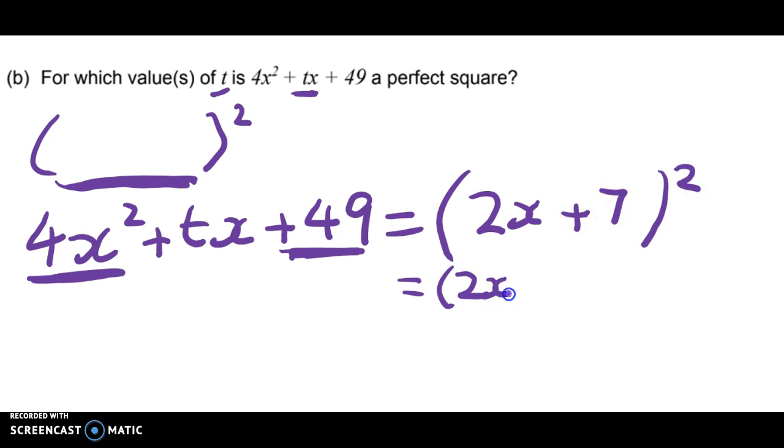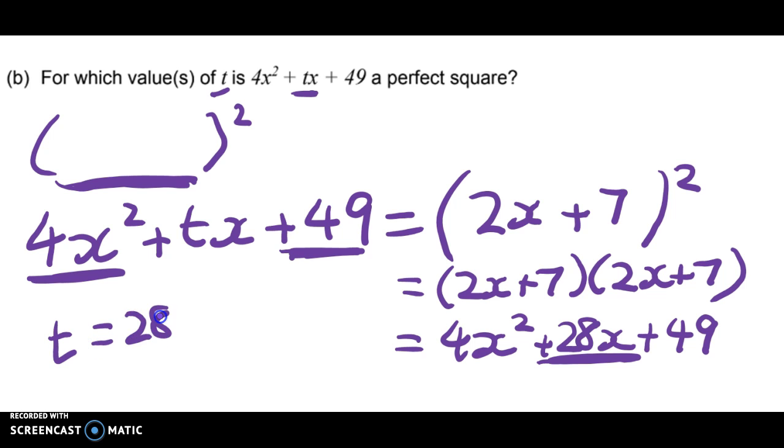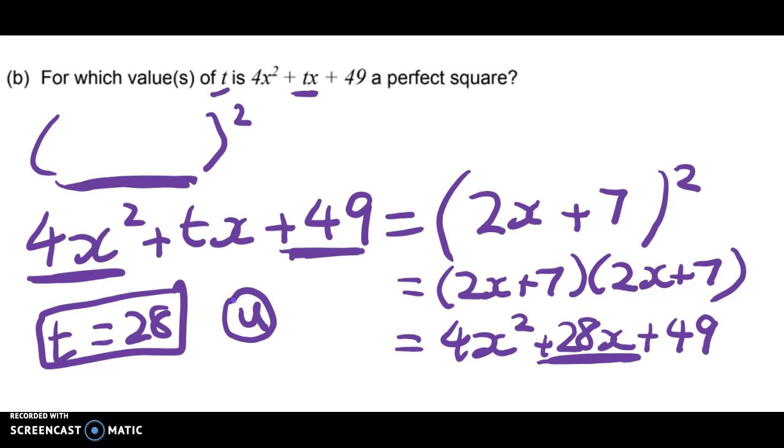Now if you write that out slowly, we get 2x plus 7 times 2x plus 7, which gives me 4x squared plus 28x plus 49. But that's only one of my solutions, so we can now happily write down t is equal to 28. That's an achieved tick, but there's one more thing we could do.